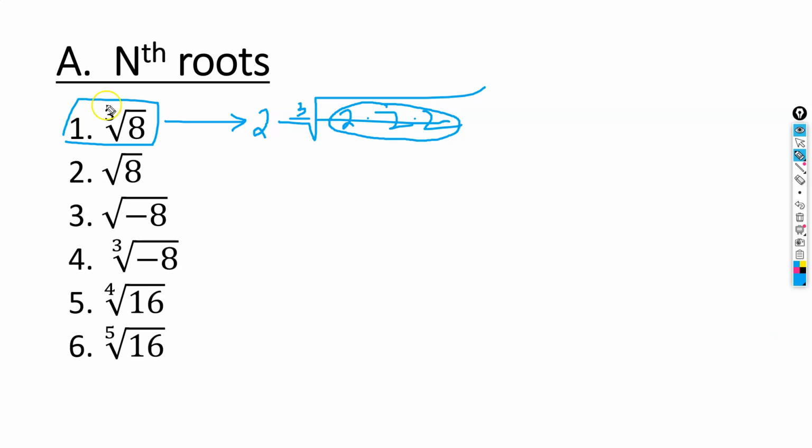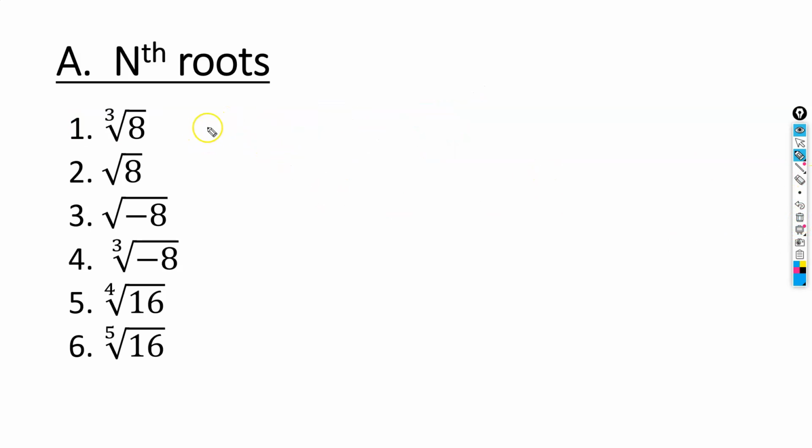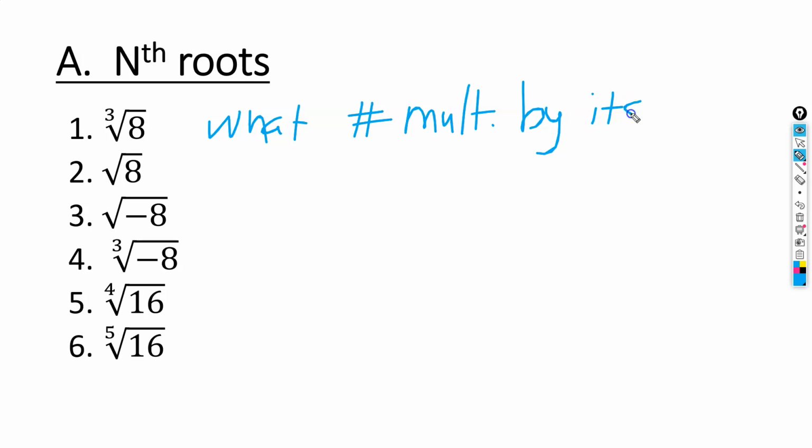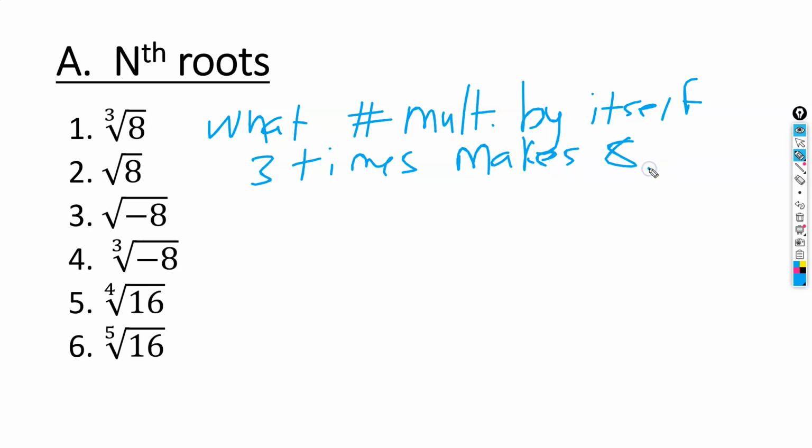Now another way you could think about this is you could think of this as a question. Let me clear this up a little bit. You could think of this as what number multiplied by itself 3 times makes 8? Okay, so you could think of it like that.